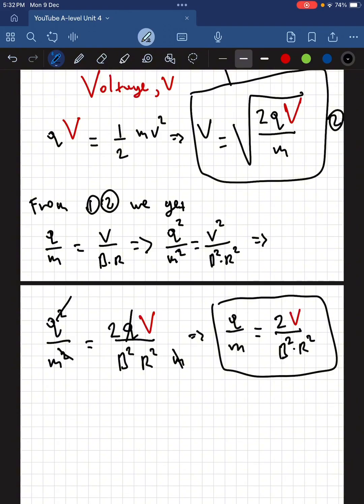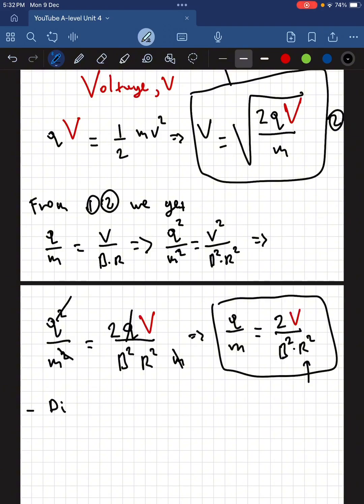What does this equation tell us? This equation tells us that particles that have different charge or different mass will undergo circular motion that has a different radius. So this method helps you distinguish particles between them.